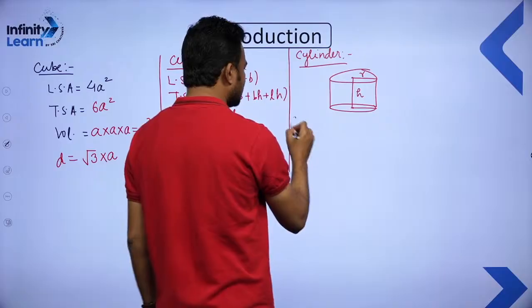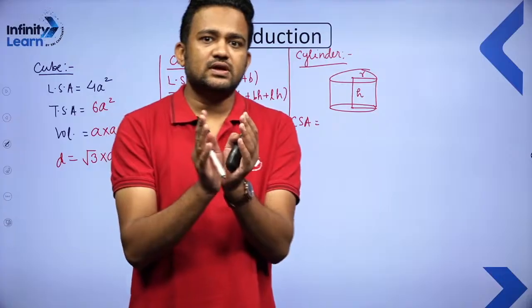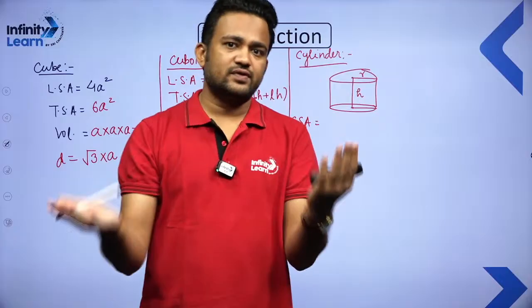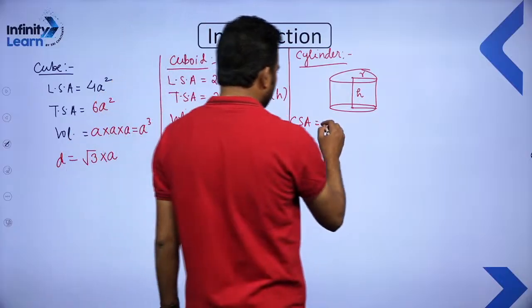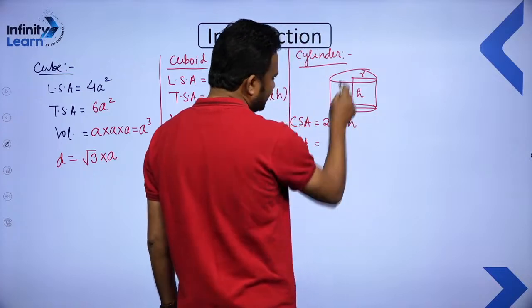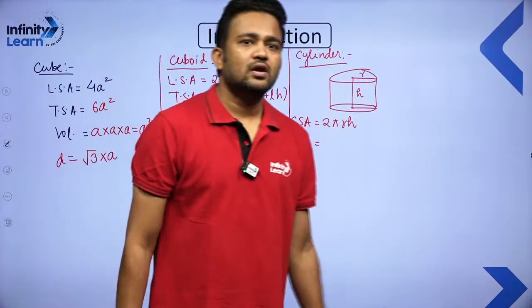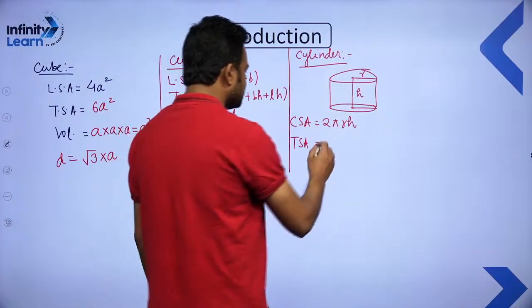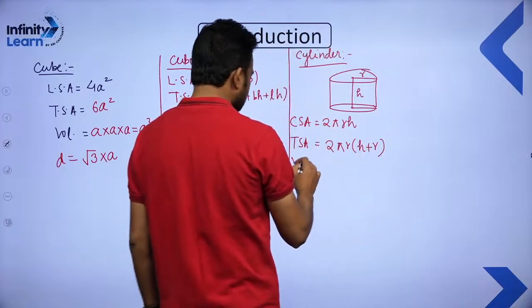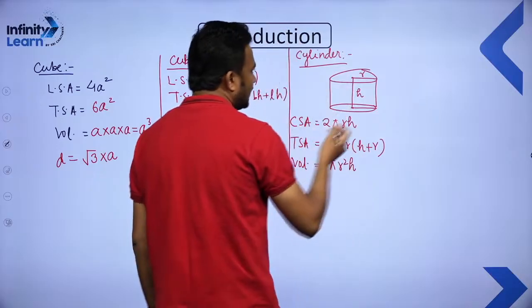So the first formula is curved surface area, where here we use curved surface area instead of lateral surface area, because in cylinder lateral faces or side faces are curved, right? So we'll use curved surface area. Curved surface area is 2 pi r h. Total surface area is curved surface area plus area of the top, which is pi r square, and area of the bottom, which is also pi r square. So once you add this, you will get 2 pi r (h plus r), and the volume is pi r square h, means base area into height.